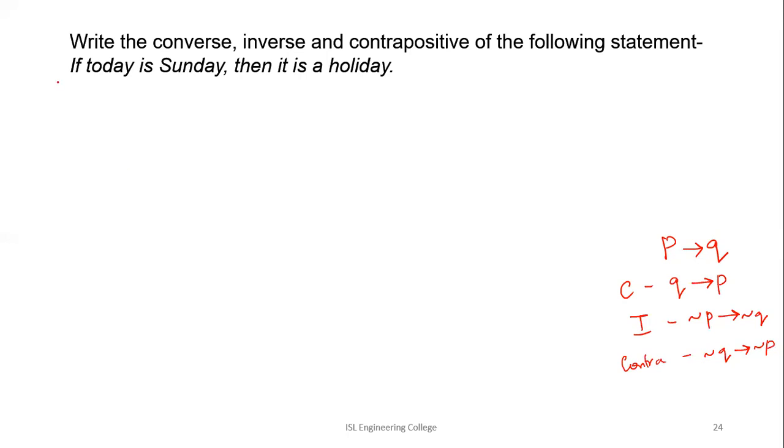So it is in the form of if P then Q, correct? So today is Sunday is our P. It is a holiday is our Q. Now, this is P implies Q.